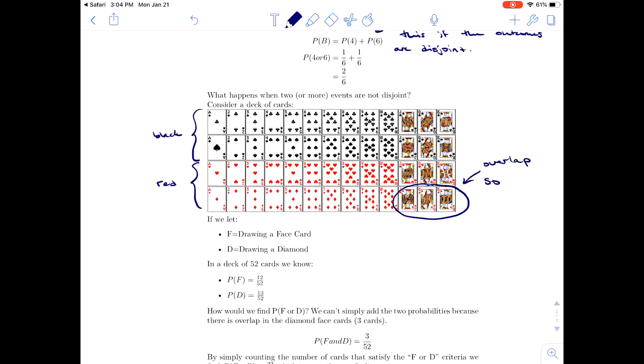So, and I'm just going to use F and D, capital F and capital D, just because I've defined them down here. So if you're going to do something like that where you're just going to use shorthand, then you should probably define them, right? And then you can just use F and D in your writing if you want to. Saves you a lot of time. I'm just teaching you shortcuts here. Probability notation, outcome notation. So F and D are not disjoint. These two events are not disjoint.